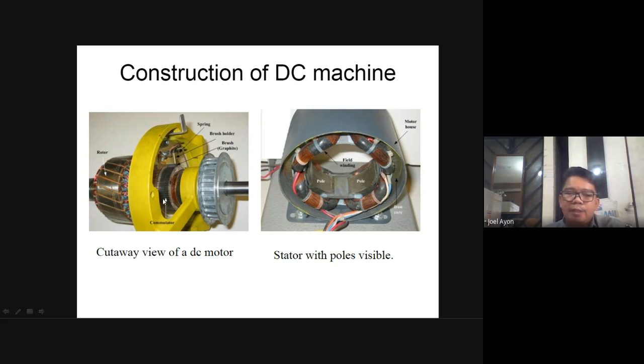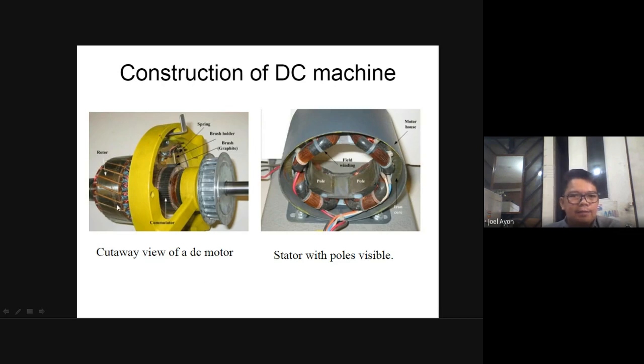the armature in a DC motor consists of a commutator. The AC motor has no commutator. Take note of the basic difference of the AC motor and the DC motor. So again, the rotor in a DC motor is called the armature. The armature consists of magnetic coil windings, then we have the spring, the brush holder, and the brush. The brush is graphite.